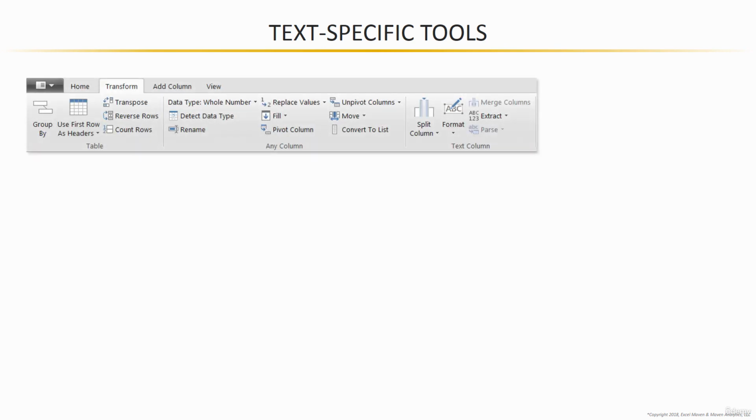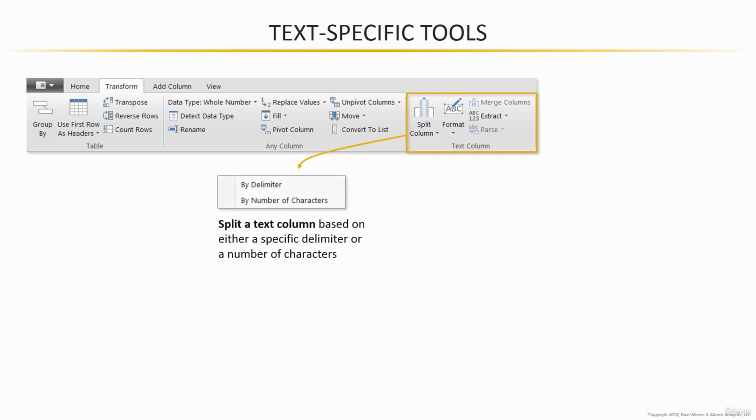And next up, we've got text-specific tools. Looking at the Transform tab in the Query Editor, you'll notice that Power BI groups different sets of tools together based on their purpose and function. So in this case, we'll find all of our text-specific tools grouped together at the end of the ribbon. And within this group, we have some really interesting, powerful options.